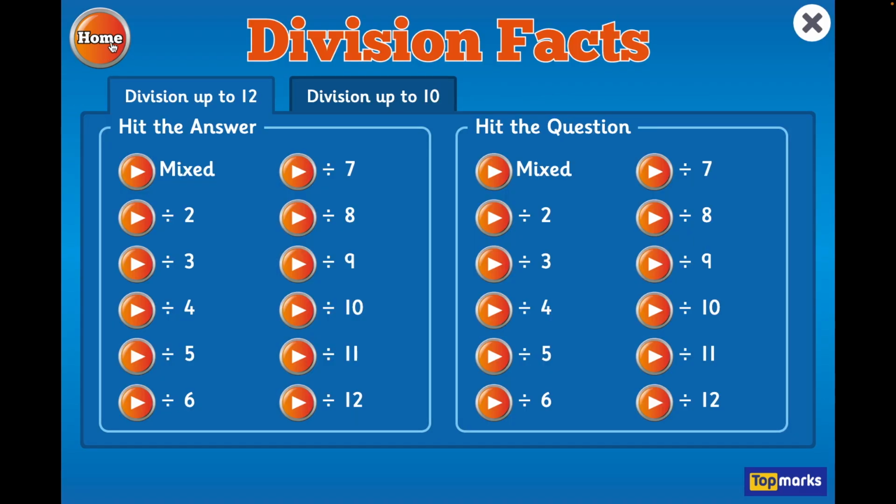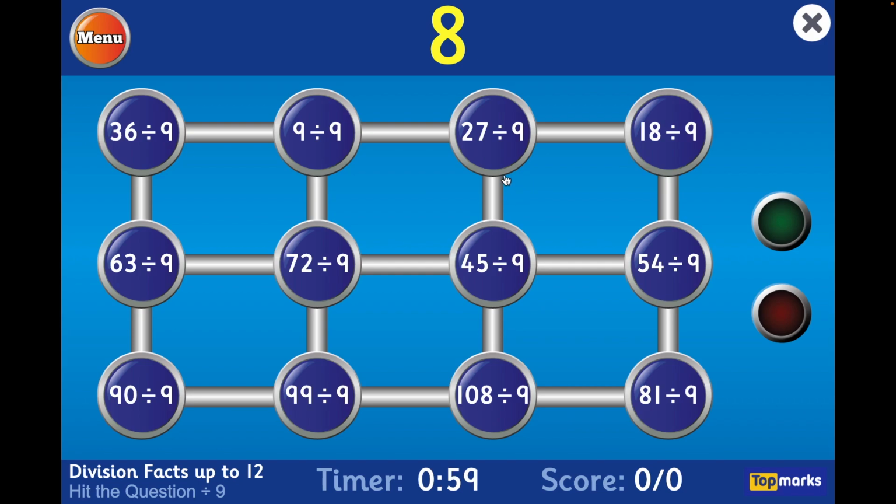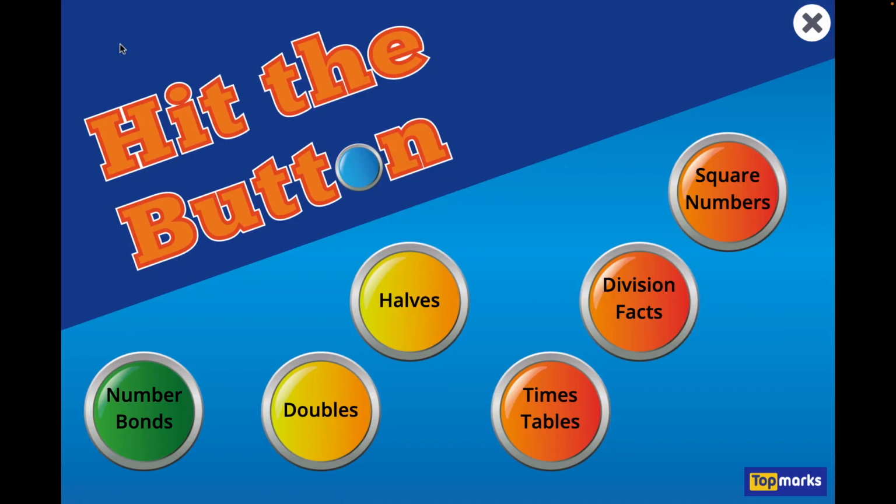Let's go back out. We see the question. Let's hit 9. If the answer is 8, what can I divide by 9 that equals 8? 72. What can I divide by 9 that equals 6? 54. Go back out, go to the home section.